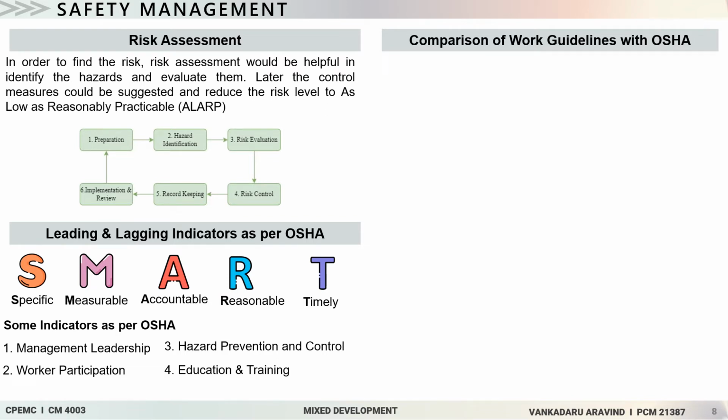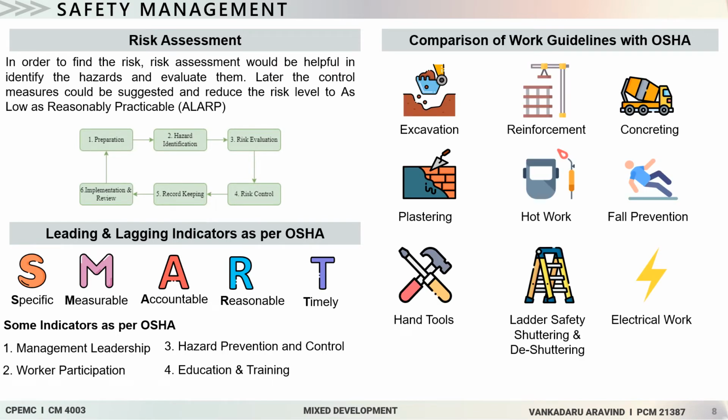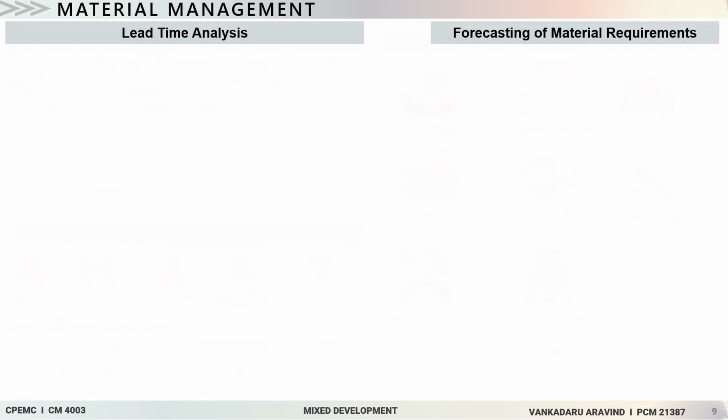In order to check whether the current safety plan is working on site, OSHA has recommended leading and lagging indicators, which are denoted with SMART. And there are 4 different indicators, such as management leadership, HIRA, worker participation, and education and training, which are recommended by OSHA. Later, the guidelines of work given by the contractor are compared with the guidelines of OSHA, and these are some of the guidelines which we have compared.